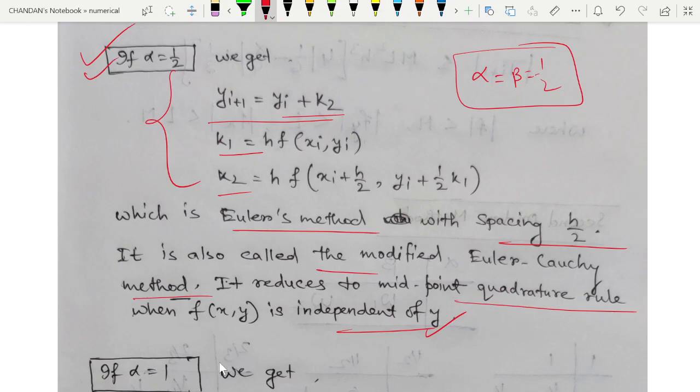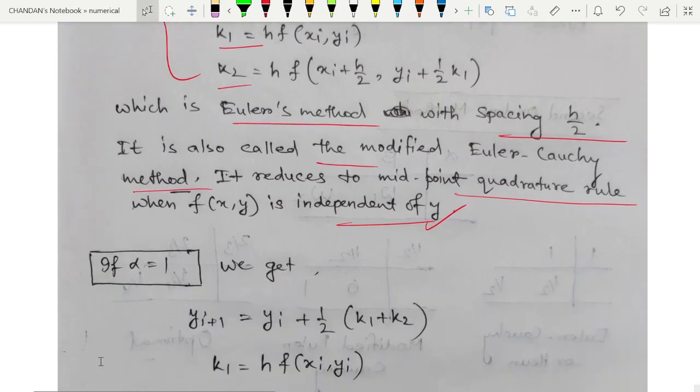In the questions of the GATE exam paper, the question may specify that you use this method, this method, or this method. So specifically you need to apply that particular method to get the correct answer. Otherwise you can't get the answer to the GATE paper questions. So that is the case, alpha equal to half is done.